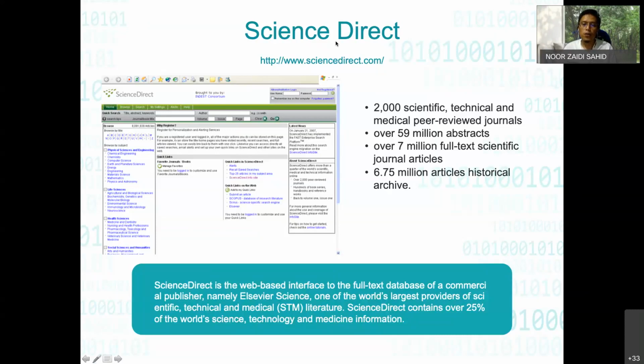So kalau lihat di sini scientific, technical and medical peer review journal. Journal sahaja 2000. Over 59 million abstract, 7 million full text scientific journal articles, 6.75 million article in their historical archive collection. Setengah tu artikel ataupun bahan-bahan yang ditulis awal lagi pada tahun 1700 pernah disimpan tetapi sebagai archival collections. So ini bahan-bahan yang ada dalam Science Direct.